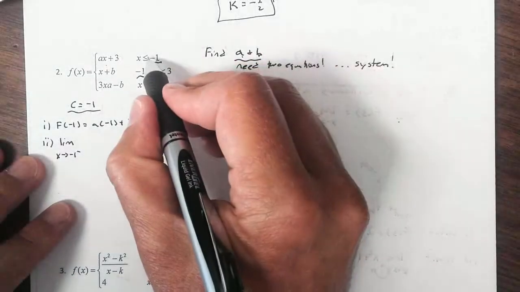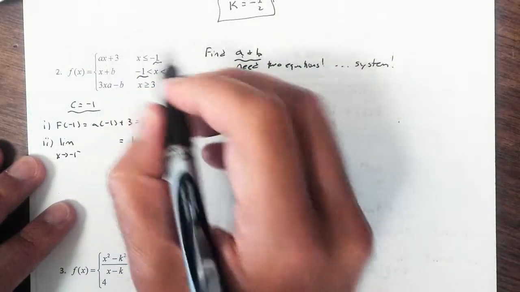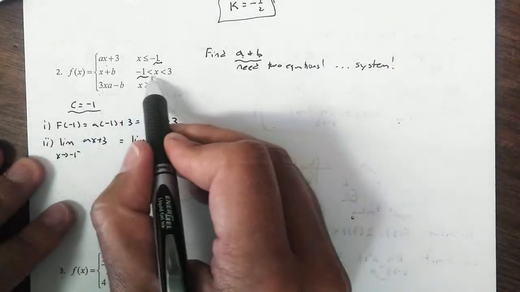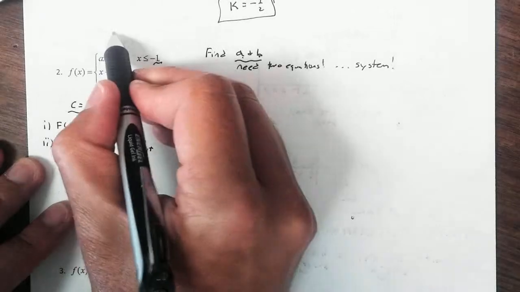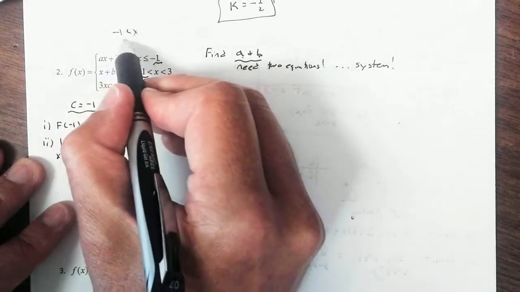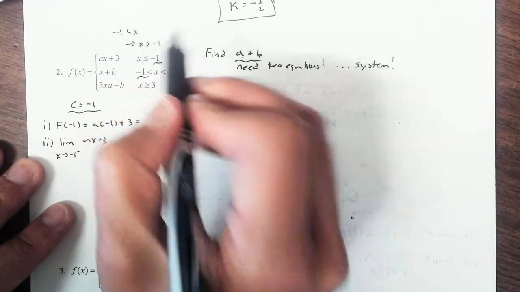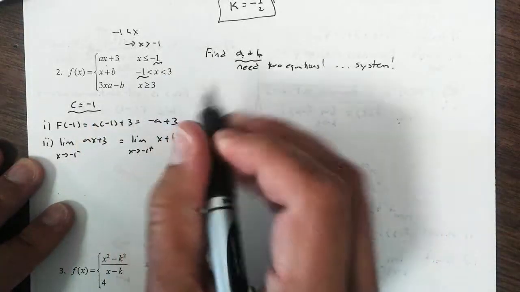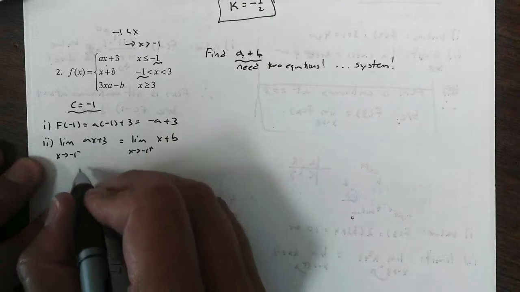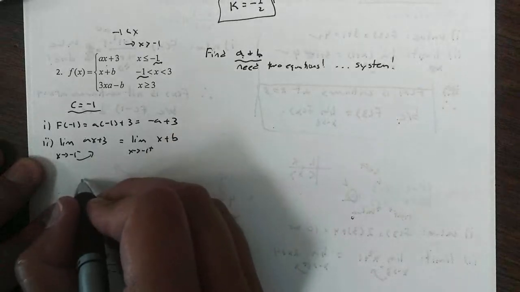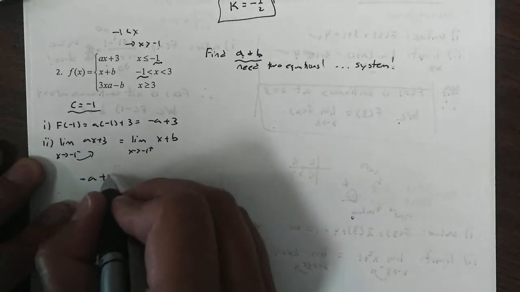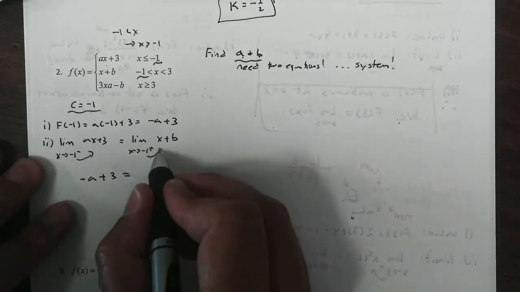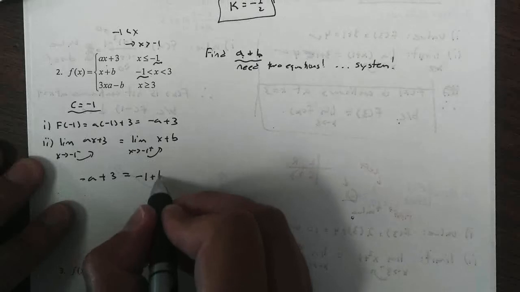Now again, on the left, you're looking for that less than symbol at -1. That's going to be the ax plus 3. The right is going to be this one. Even though this says -1 is less than x, switch it around, right? This is x is greater than -1. So that's my right-hand limit, this x plus b. And if I solve this, I'm plugging in the -1. We get negative a plus 3. Remember, we're subbing in for x, -1 plus b.